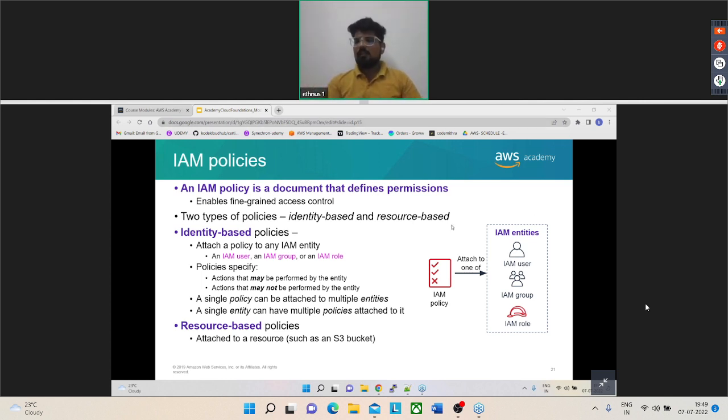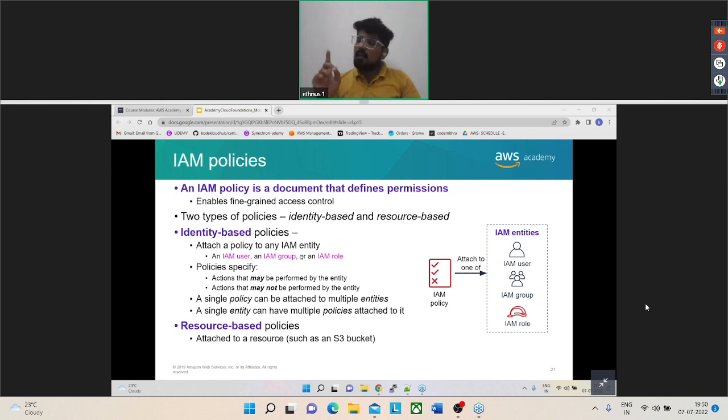So look at this. This is an example of an identity-based policy, where there is some IAM policy which is attached to an IAM entity. Who are the IAM entities? An IAM user or a group of IAM users, and it can also be an IAM role. The policy specifies actions that may be performed by the entity. Whatever actions can be performed by the entity will be written inside the allow statement, and whatever actions they cannot perform will be written inside the deny statement.